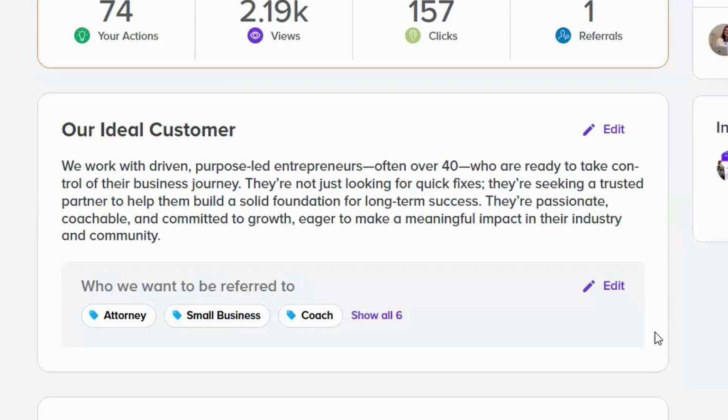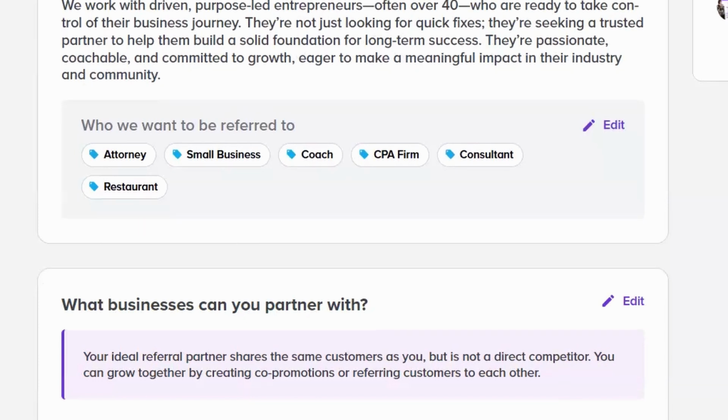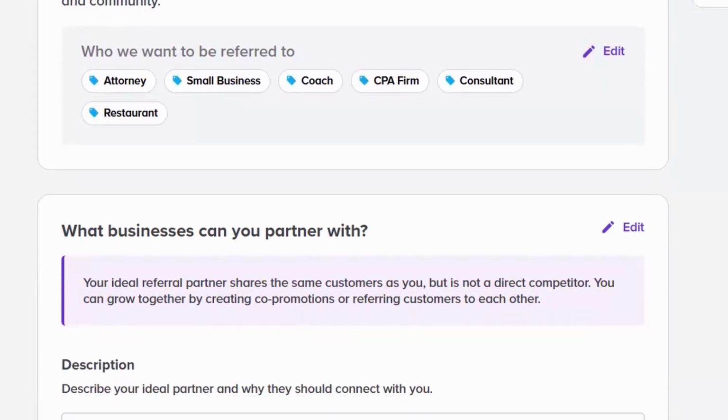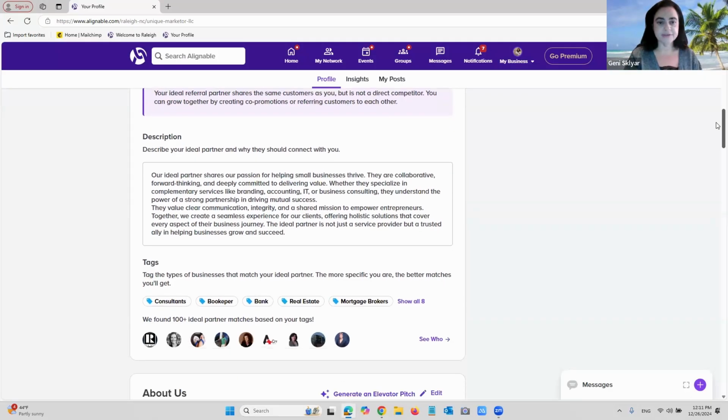And so here you have a nice description of your ideal customer and then who you want to be referred to. If you click here, it will expand. So people see the first three, but if they want to see the rest of them, you can click all and then you see the rest of them. Excellent. And make sure to fill those in. And then what business can you partner with? Again, remember that's the basic concept of Alignable. So you write a description, and then if things change as our business continuously evolves, if anything changes, you come here, click edit, and just change it up.